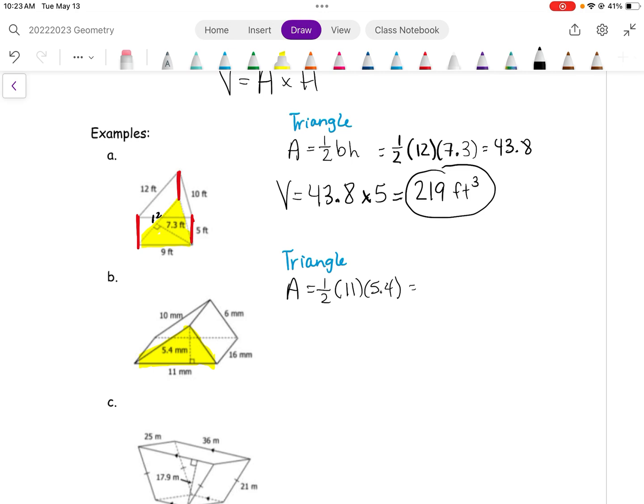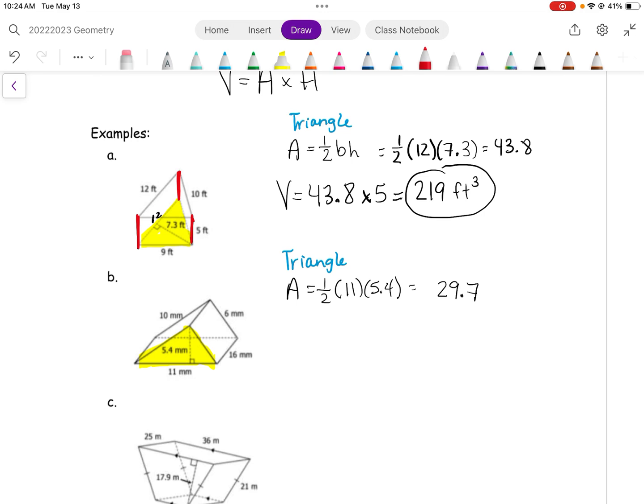Divided by 2. All right, I am getting 29.7 as the area of my base. That's just the area of the highlighted figure. Now, think about this for a second. That's flat, it's the flat highlighted area. Think, what is going to give that triangle a third dimension? What would the height or the length of the prism be?